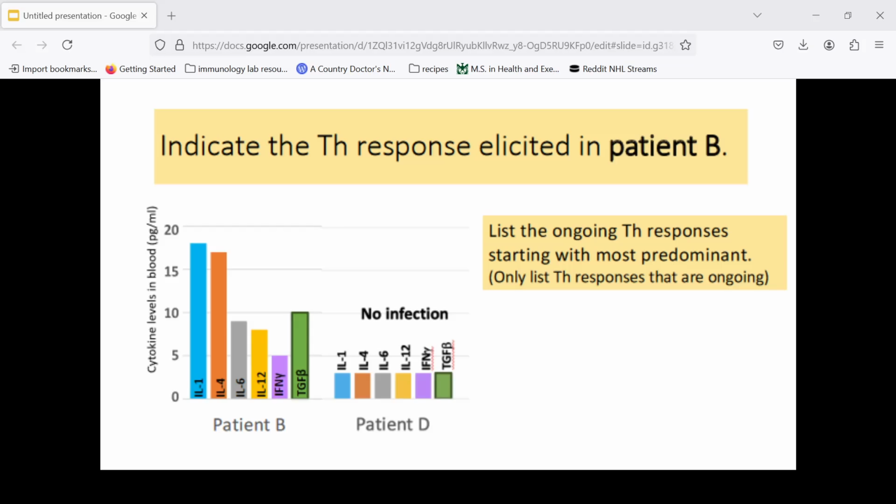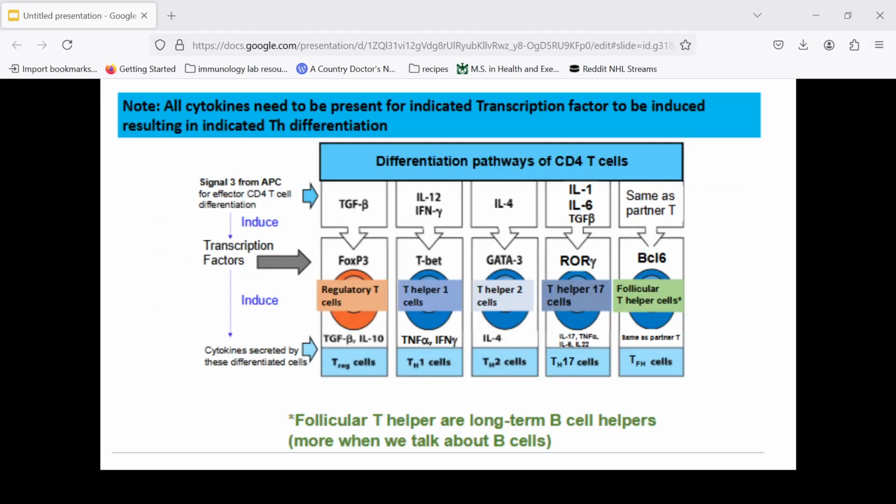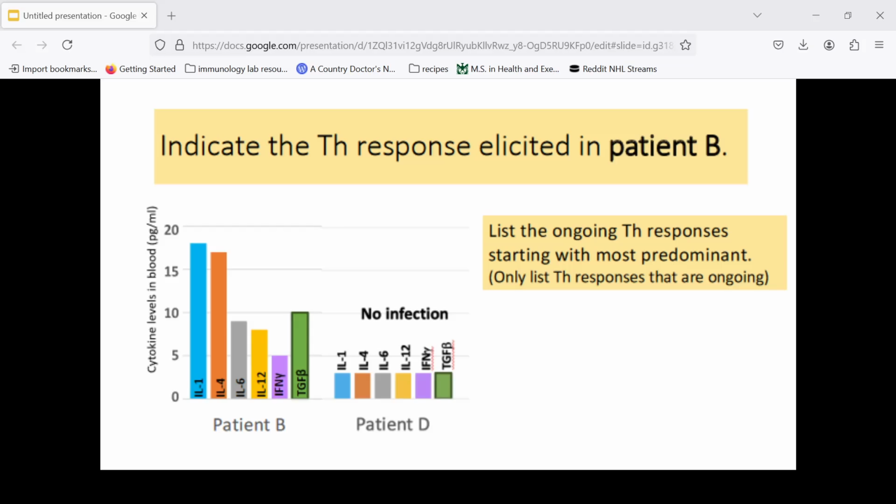So for Treg, we're just going to look at our TGF-beta. TGF-beta is what causes that differentiation into a Treg cell. So when we're looking at our cytokine graphs, we want to look at our TGF-beta to figure out Treg. We know we have Treg because we have a TGF-beta that is above baseline. Does that make sense? Y'all feel confident about this? Okay.